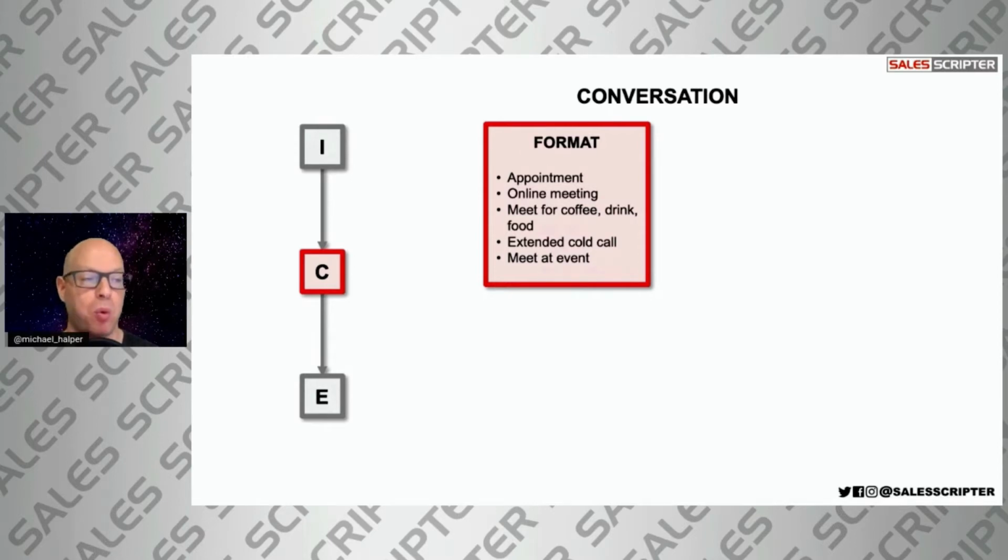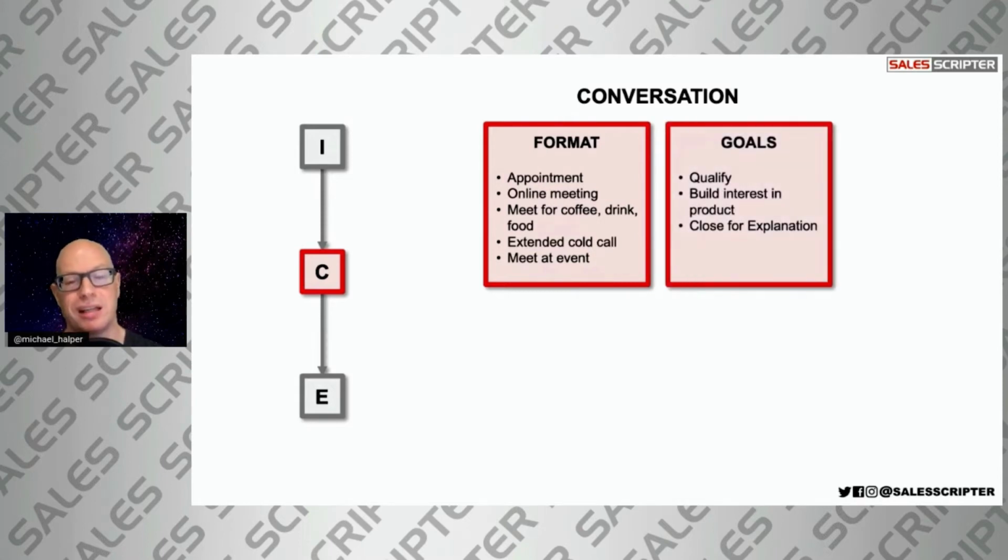So it can be an appointment face to face, could be an online meeting, could be meeting someone for coffee, a drink, food, or lunch. It could also be an extended cold call. So your conversation could be a phone appointment on another day, or you cold call someone in the interaction and then you end up talking to them for 15, 20 minutes. It could also be meeting someone at an event. So maybe you meet someone for the first time in the interaction step at a networking event, and then you end up sitting down and talking to them for a little while, and that might be the conversation.